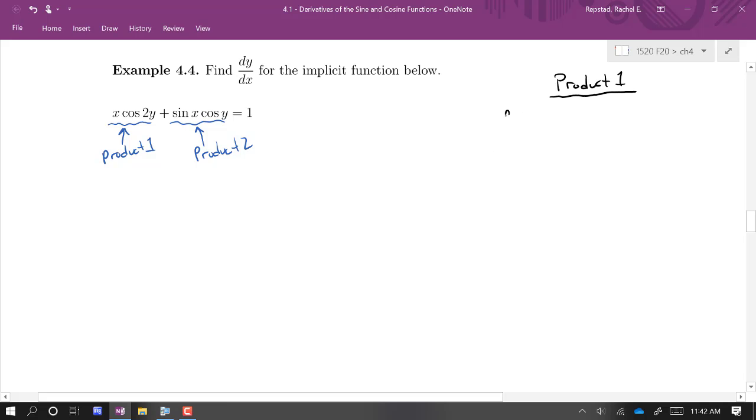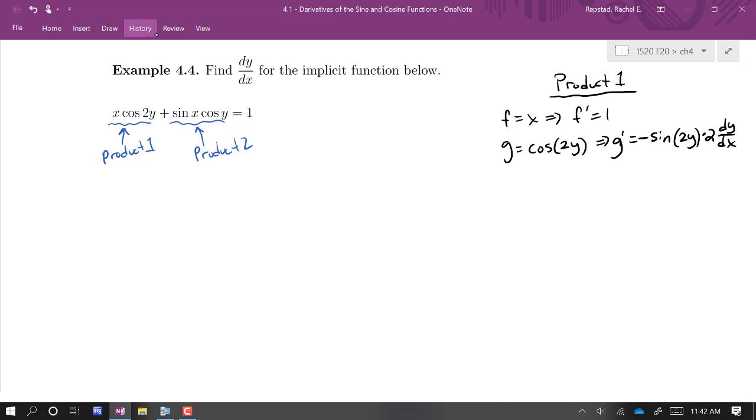We're going to do a little side work to set up these products. For product 1, our f function is x, and that means that f prime is just 1. Our g function is cosine 2y, and so our g prime is, the derivative of cosine is negative sine, so this will be a negative sine 2y, and the chain rule says multiply by the derivative of 2y, so that'll be a 2 dy dx, because we are, of course, respecting x, right? We're finding dy dx in this problem. I'm going to clean that up just a little bit, say minus 2 dy dx sine 2y.